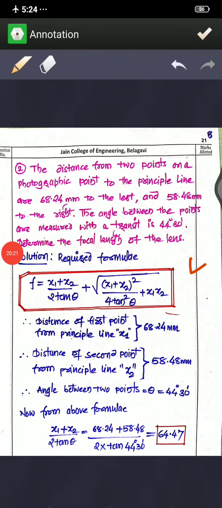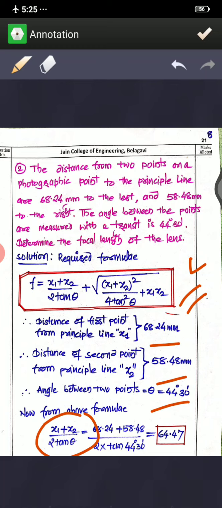Now, before solving, it is a very good thing that you clarify the formula. I'll tell you first the way to solve the problem. First, write the formula, as I did here. Then just clarify the things. What are those things? As I did here, x1 is equal to 68.24, x2 is equal to 58.48, and then theta is equal to 44 degrees 30 minutes. Just clarify the things, then separate the formula. If you want, you can bifurcate, or in one shot you can solve this problem by using that formula. Put all the values in and get the answer. But what I did here is simplify the things.